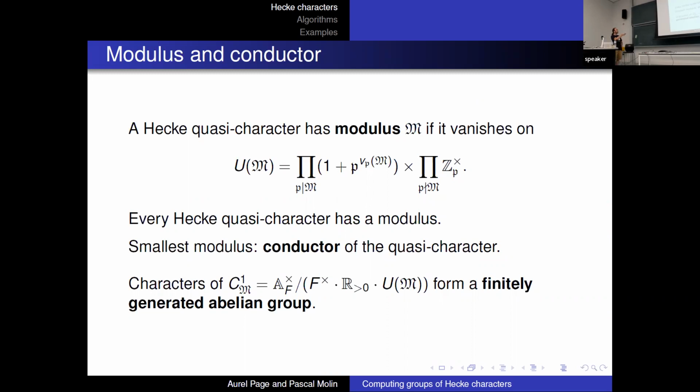So we'll say that a Hecke quasi-character has modulus M, so M is again an ideal of ZF, if it vanishes on this specific subgroup of idèles, so that things congruent to one mod the right power of the primes dividing M, and elsewhere just the whole units of the p-adic completion of F.